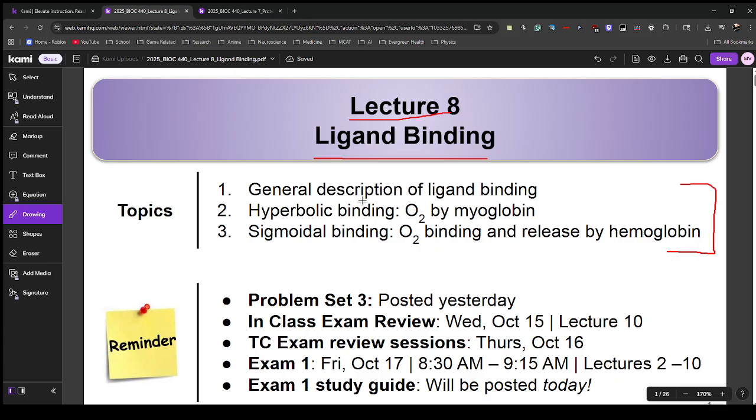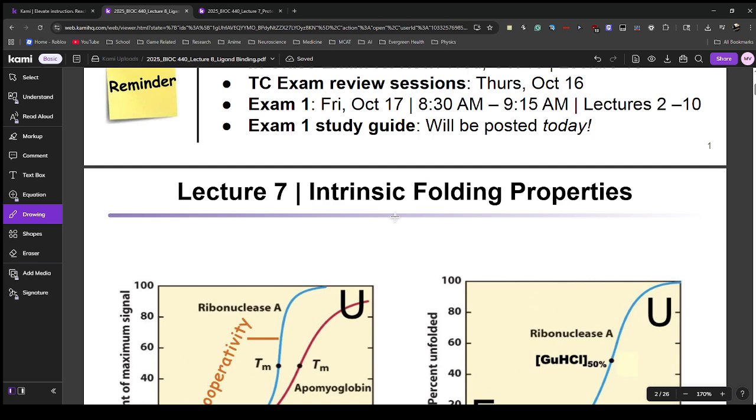We're going to look at ligand, just ligand binding in general, O2 for myoglobin, and then O2 binding and release for heme, right? So, hyperbolic, so this is only one binding site, and sigmoidal is multiple binding sites. We got cooperative binding, so we'll take a look at those today.